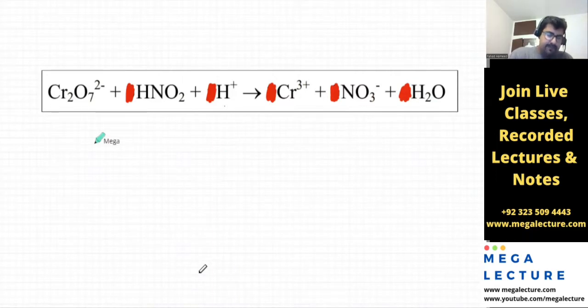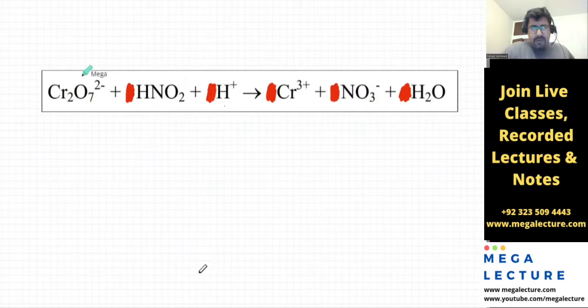So starting with, now how do you, if you don't know what the oxidation state is, if I don't know what is happening to Cr, so I won't be able to tell whether it's gaining electrons or losing electrons. So the first part is, okay, I need to figure out the oxidation state. So I'm going to start with Cr2O7, right? And Cr2O7 is 2 minus.